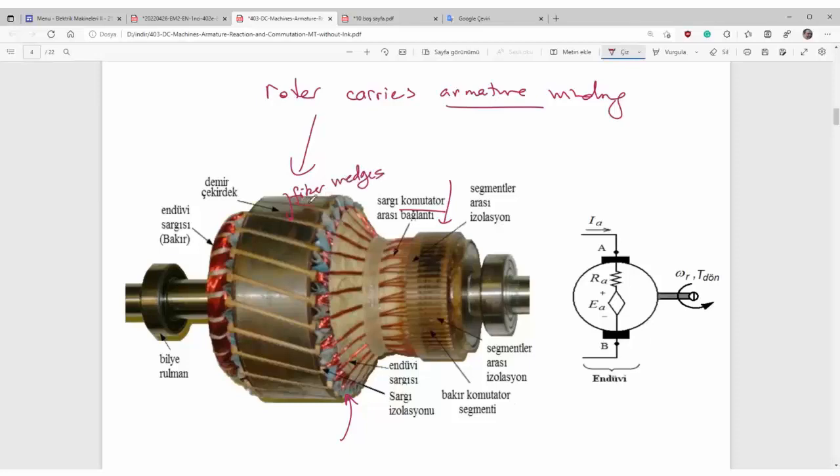Here are wedges to keep conductors inside the slot to overcome centrifugal forces. Due to centrifugal forces, the conductors in the slot try to leave the slots. So you insert some fiber wedges here. That is the fiber wedge.